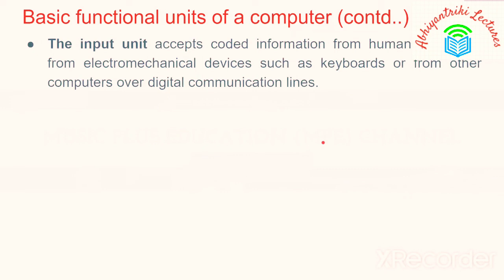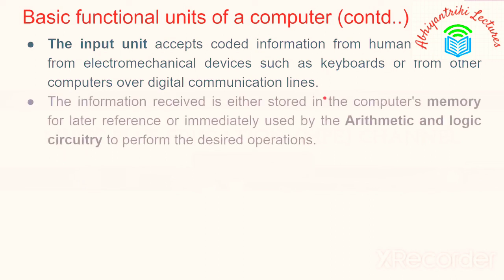So here the input unit accepts coded information, that is ASCII or EBCDIC, that is Extended Binary Coded Decimal Interchange Code. ASCII means American Standard Code for Information Interchange. That is the coded information from human operators, from electromechanical devices such as keyboards, or from other computers or digital communication lines. The information received is either stored in the computer's memory for later reference or immediately used by the arithmetic and logic circuitry to perform the desired operation.